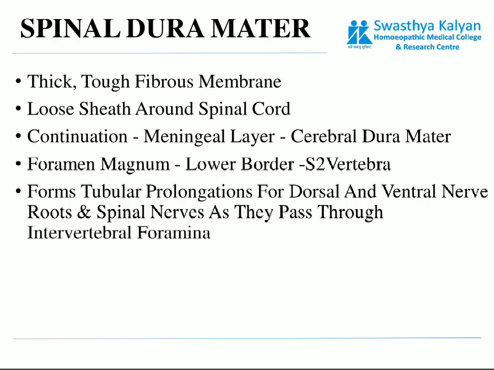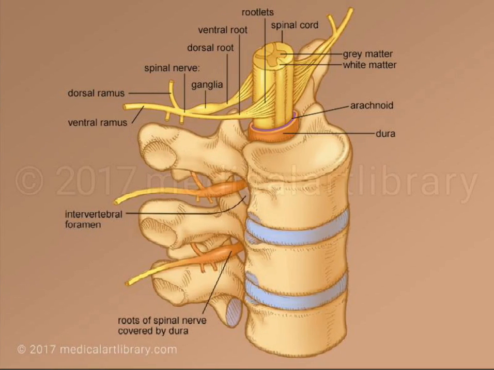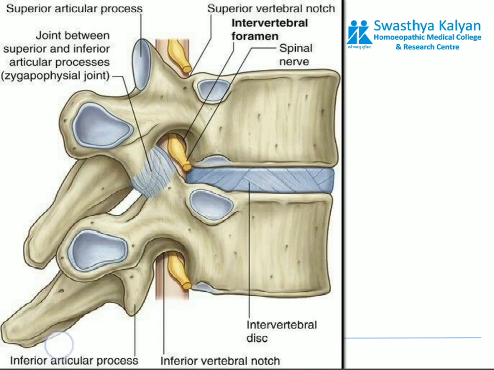This spinal dura mater also provides tube-like prolongations to protect the dorsal and ventral nerve roots as well as the spinal nerves. You can see the spinal nerves pass through the intervertebral foramen. They are liable to injuries, and hence the dura mater also gives protection to these nerve roots and spinal nerves. This is the intervertebral foramen from which the spinal nerves come out.